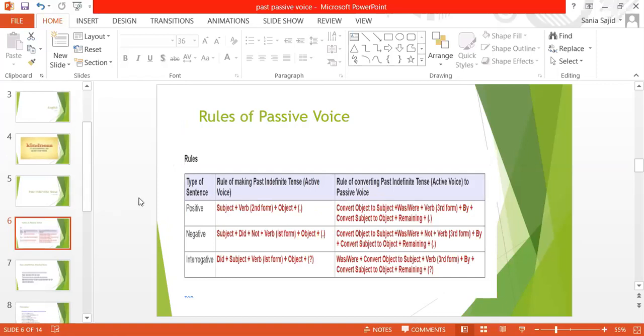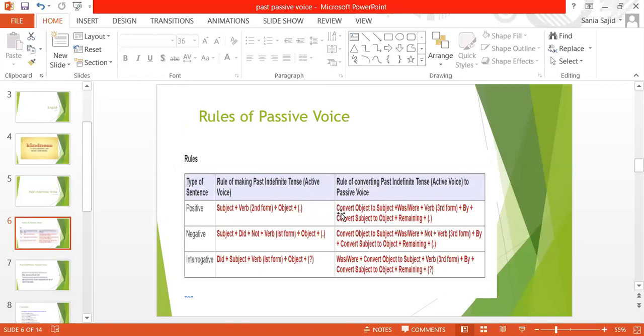Rules of passive voice. Types of sentences. Rule of making past indefinite active voice: subject plus verb, second form of verb, plus object plus full stop. Rule of converting past indefinite active voice to passive voice: convert object to subject plus was/were plus third form of verb plus by plus convert subject to object plus remaining sentence, if any, plus full stop.